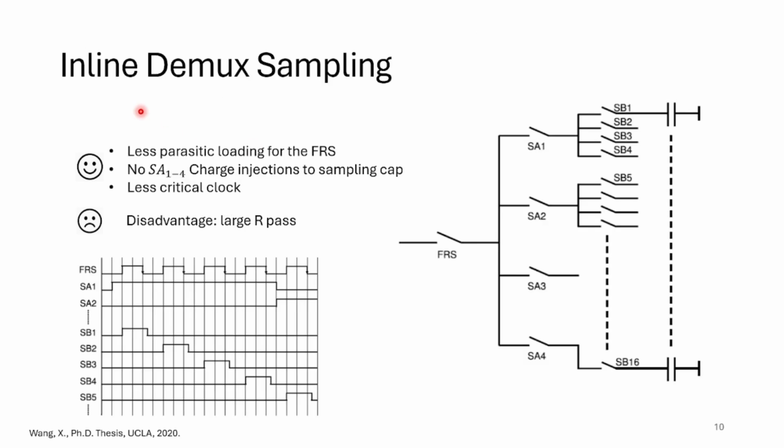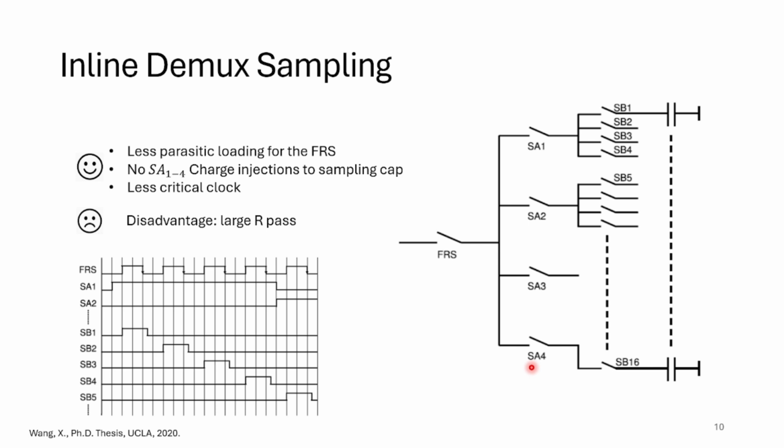To remove this, you can use inline demux sampling. So there are some switches in between the front end and the sample switches. In this case, instead of having the parasitic loading of all of these sampling switches, you only have the parasitic loading of these switches in between.